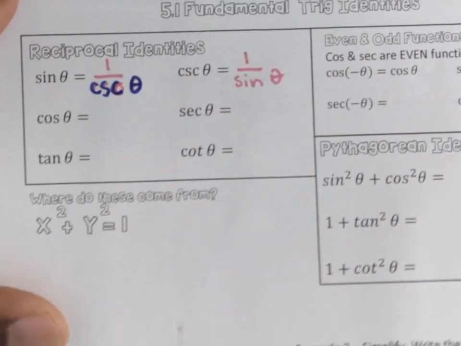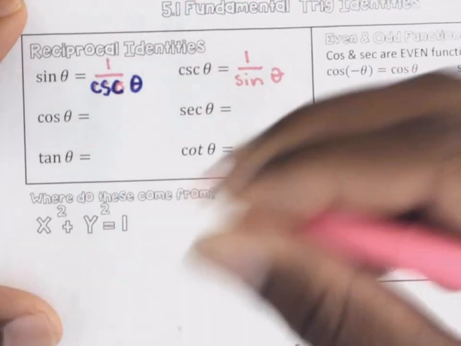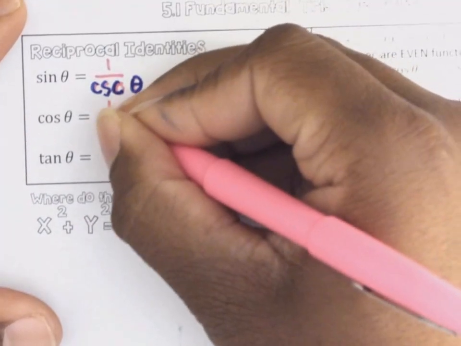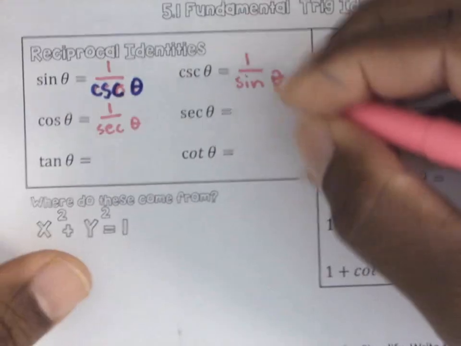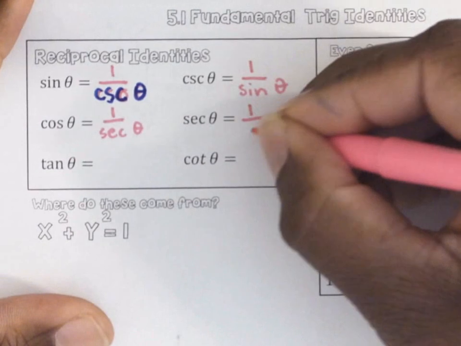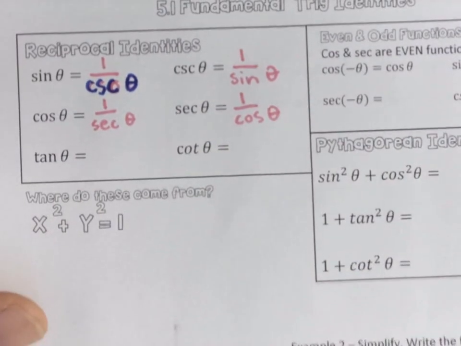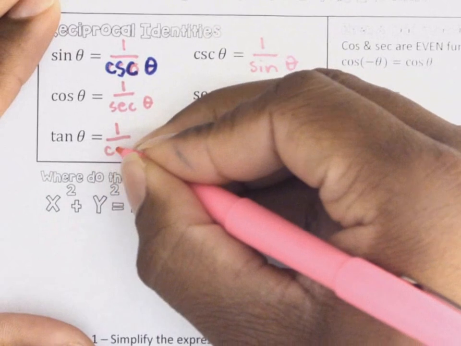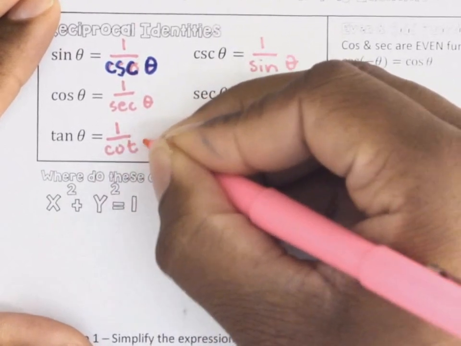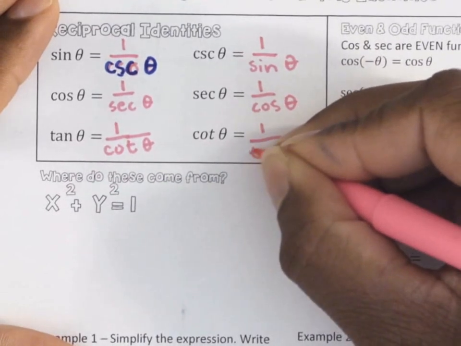What's cosine's reciprocal? Secant. So I can write this as 1 over secant, and I can rewrite secant as 1 over cosine. And then tangent and cotangent are reciprocals, so I can do the same with them. Tangent can be written as 1 over cotangent, and cotangent as 1 over tangent.